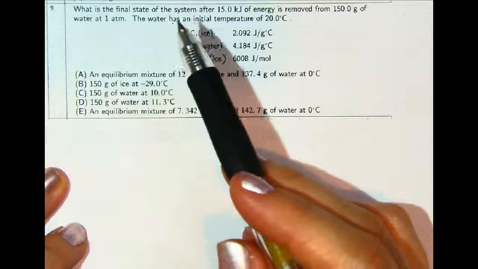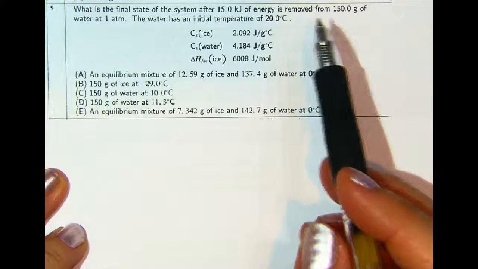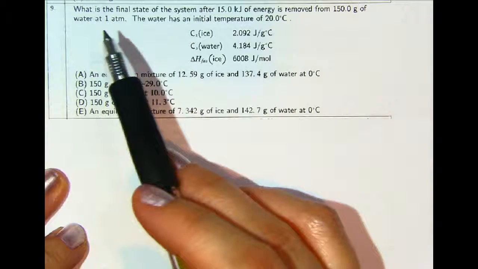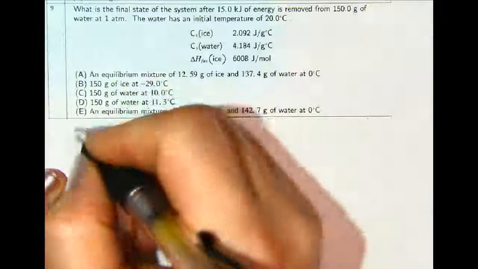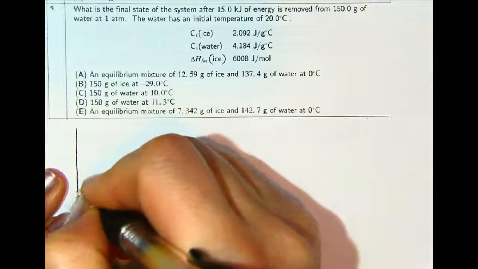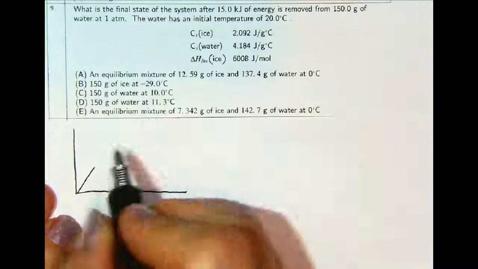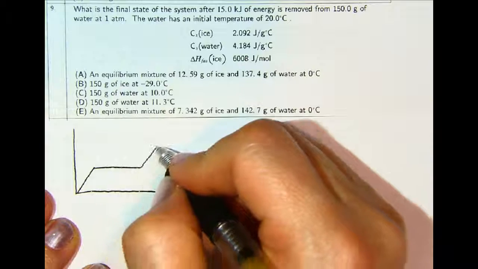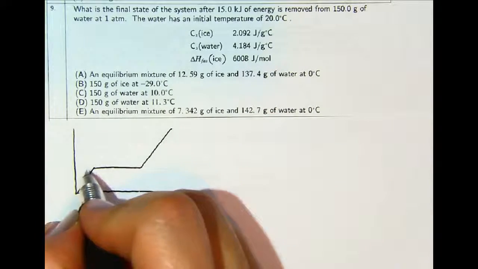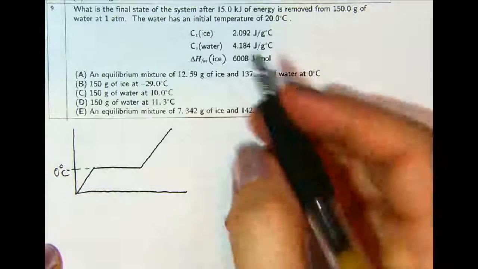What is the final state of the system after 15 kilojoules of energy is removed from 150 grams of water at 1 atmosphere? The water has an initial temperature of 20 degrees. So let's see what we're working with here. Here would be a solid, here would be melting, and here is the liquid phase. At melting, it is 0 degrees Celsius.